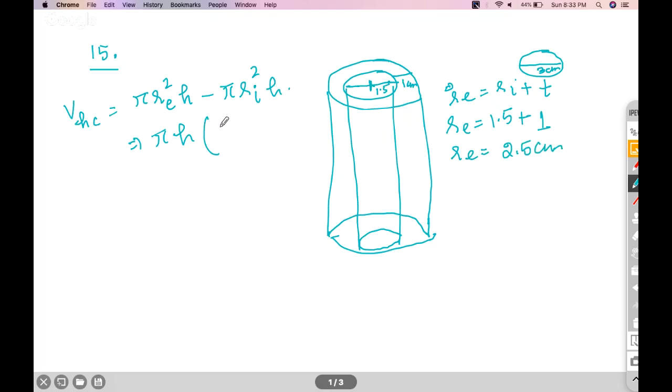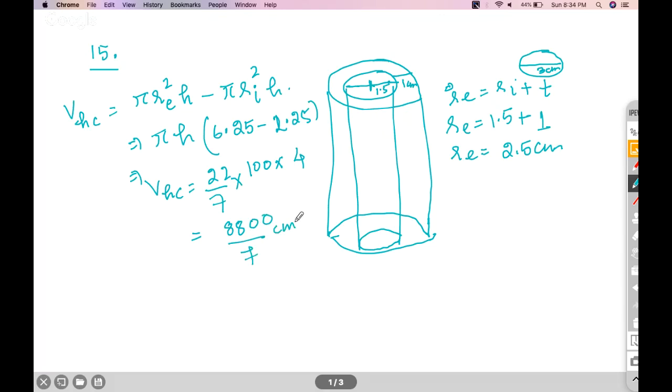So 2.5 square is 6.25, and 1.5 square, which is R internal, is 2.25. So volume of hollow cylinder would be 22 by 7 multiplied by height or length, whatever this is, 100, into this is 4. So it comes out to be 400 into 28, which is 8800 by 7 centimeter cube.